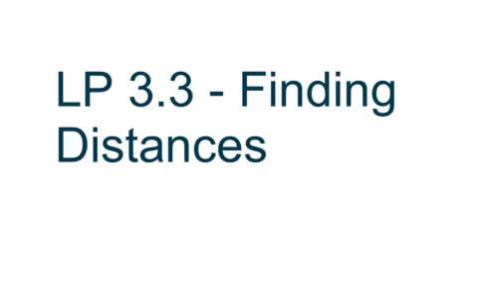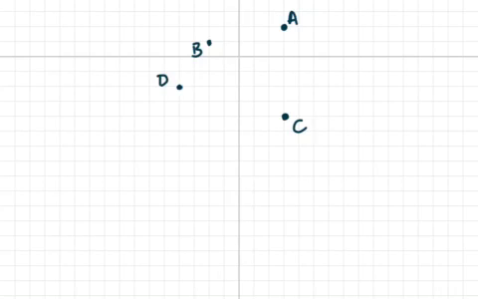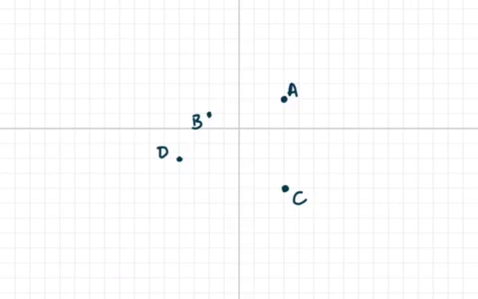Hey guys, so this lesson was LP 3.3 on finding distances, and our learning target was I can find the distance between 2 points in a coordinate plane. So we reviewed what a coordinate plane was, and here's an example where we can see that there is an x-axis down here, our horizontal axis, and a y-axis, which is our vertical axis. And when we graph points on them, we call those points coordinates or ordered pairs.